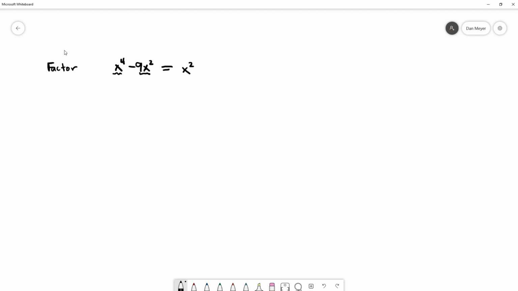Anyways, I'll factor out an x squared, and I'm left with x squared minus 9. And then x squared minus 9 is a difference of squares. Remember, difference of squares: if I have a squared minus b squared, that factors into a minus b times a plus b. That's a factoring formula that you're supposed to have down fairly well.